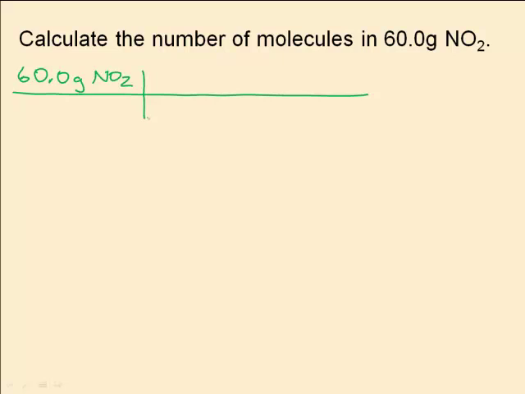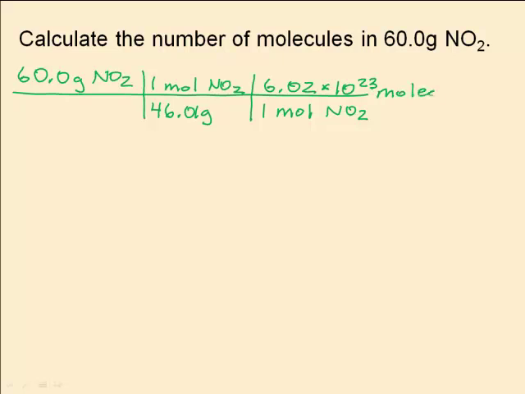We'll need that to be on the bottom so that grams will cancel. The molar mass of NO2 is 46.01 grams. The molar mass of a compound, by definition, is equal to 1 mole of that compound. Now we can do a second conversion. We can put moles on the bottom and we can convert on top using 6.02 times 10 to the 23rd. That's the number of particles, any type of particle, in this case molecules.